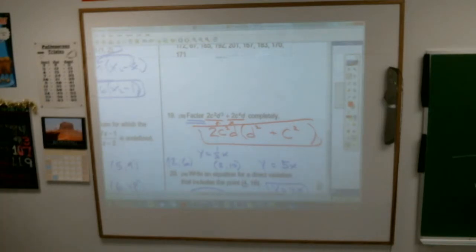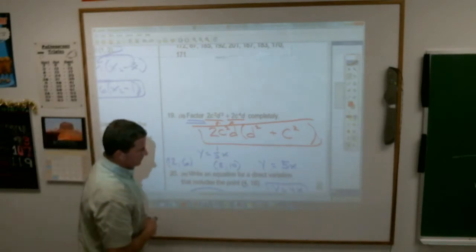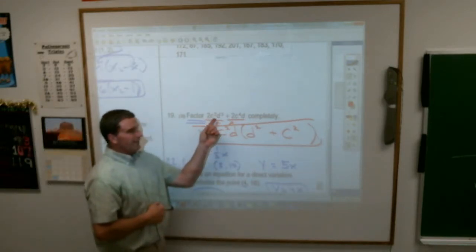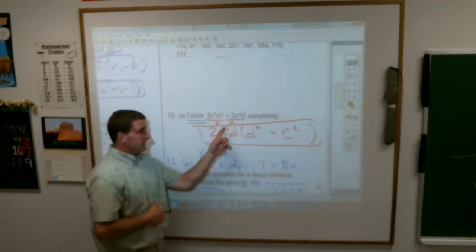Wait, can you explain how you get this stuff, just how you get the squares and squares? See what I have here? What am I missing?